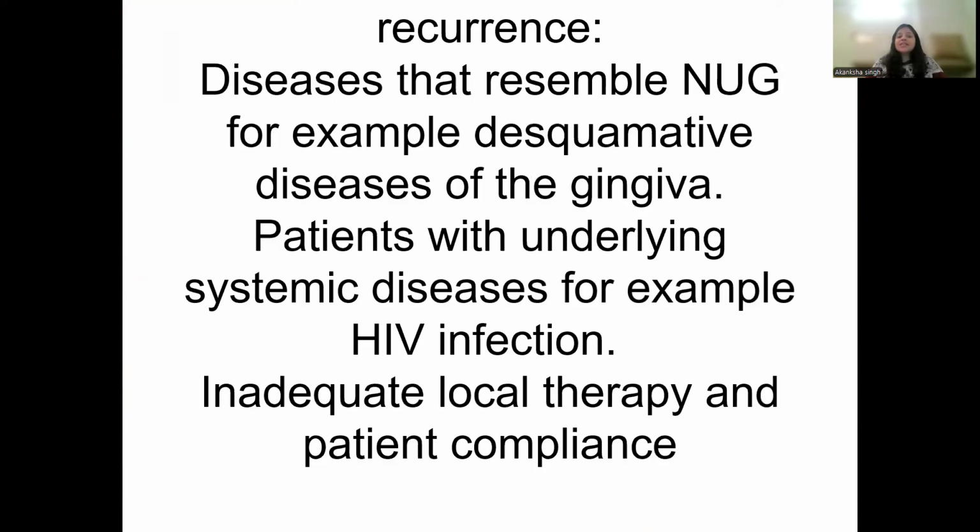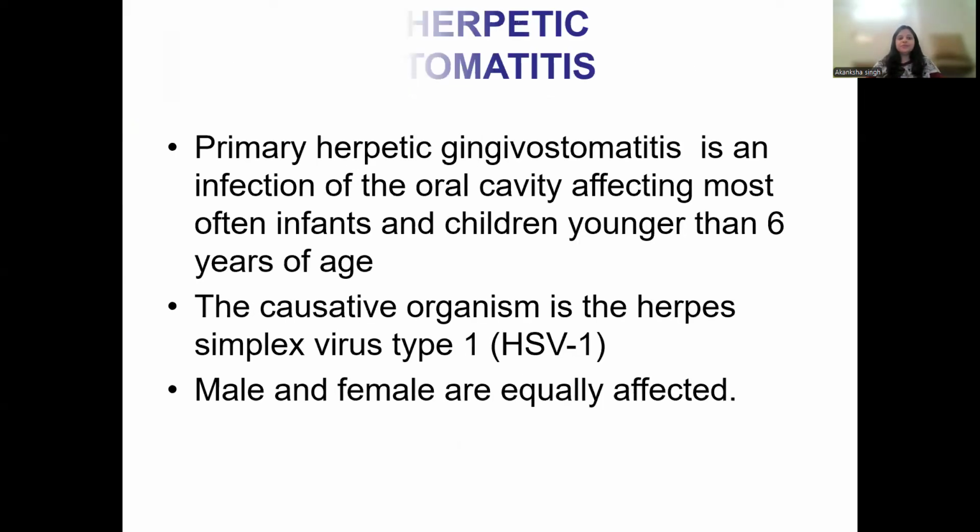Disease resembles necrotizing ulcerative gingivitis. For example, there is also a disease known as desquamative gingivitis. So, patient with underlying systemic disease, for example, HIV infection, the inadequate local therapy, and patient compliance should be there.